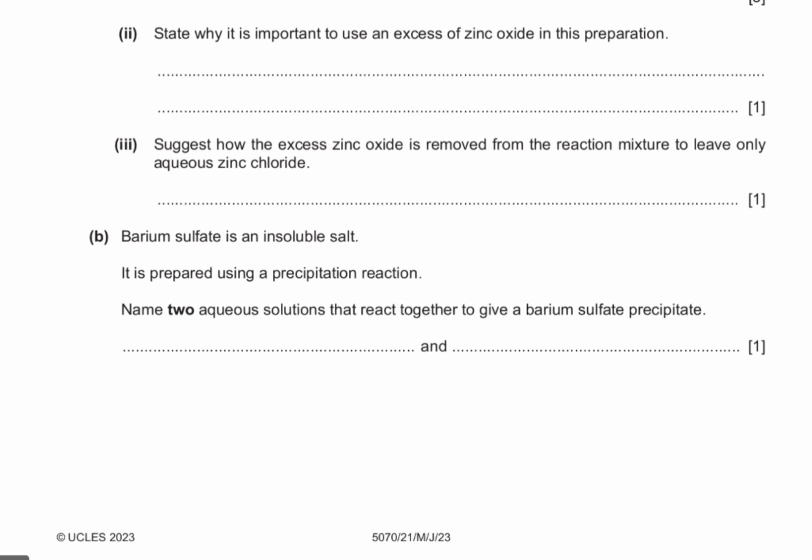Then the next is barium sulfate is an insoluble salt. It is prepared using a precipitation reaction. Name two aqueous solutions that react together to give barium sulfate. If you want to produce barium sulfate, what do we use?